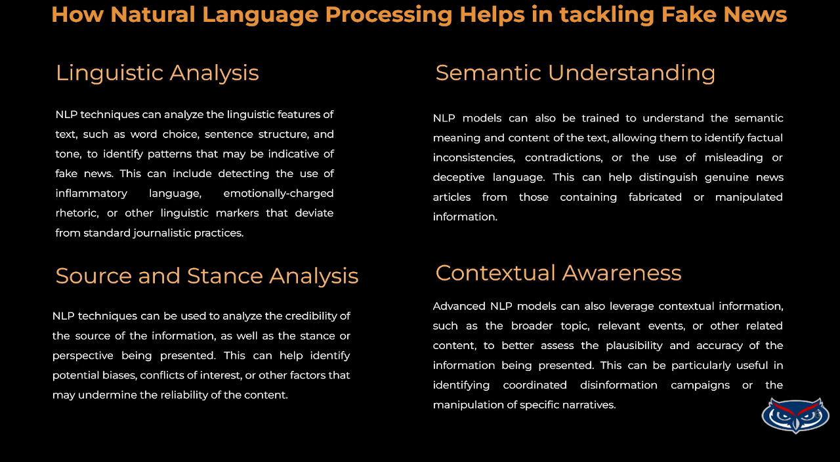The next one is semantic understanding. NLP models can also be trained to understand the semantic meaning and content of the text, allowing them to identify factual inconsistencies, contradictions, or the use of misleading or deceptive language. This can help to distinguish genuine news articles from those containing fabricated or manipulated information.